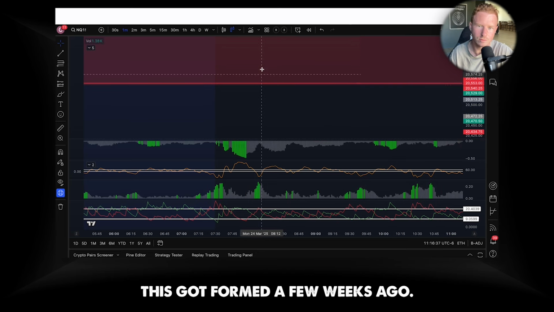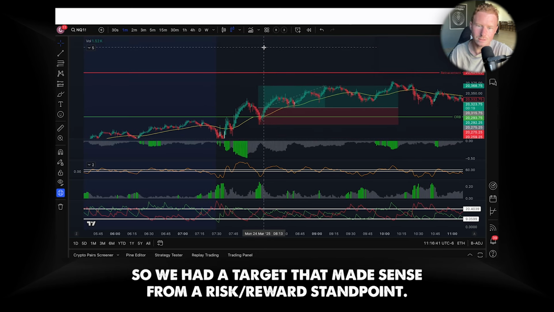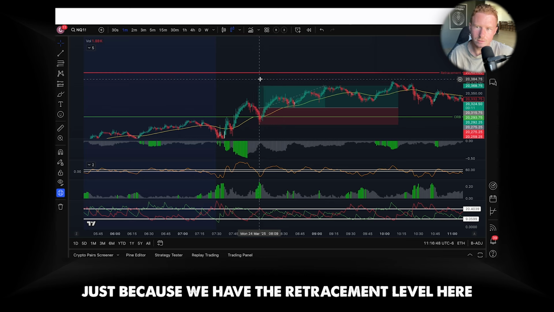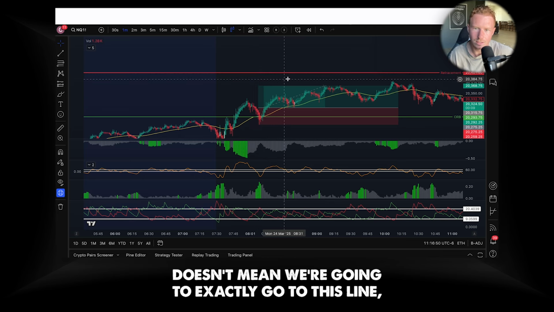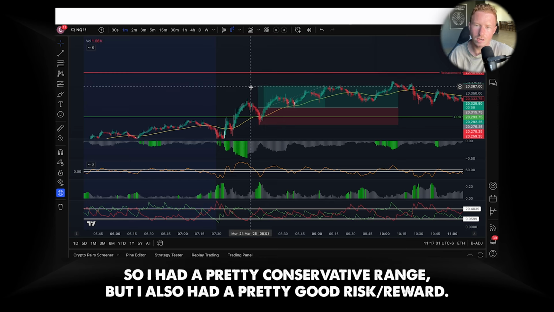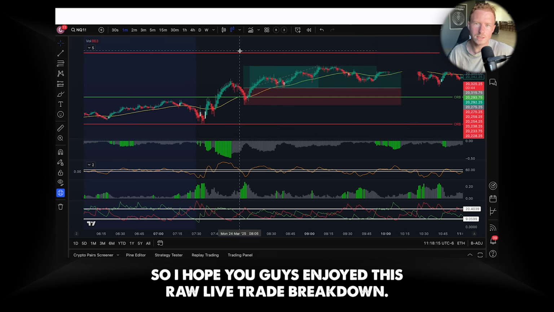This got formed a few weeks ago. So we had a target that made sense from a risk reward standpoint and was also pretty conservative to our retracement level. Just because we have the retracement level here doesn't mean we're going to exactly go to this line, but it gives us a range of where the trade can actually run. So I had a pretty conservative range, but I also had a pretty good risk reward. So again, guys, that is my A+ setup. Very simple. So I hope you guys enjoyed this raw live trade breakdown.